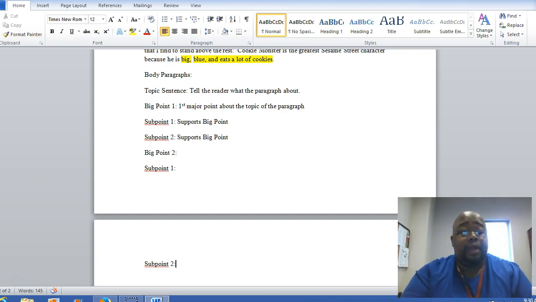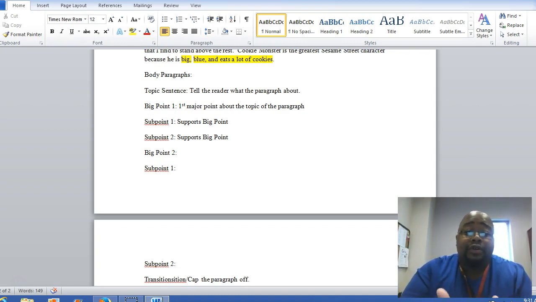All right, so the last thing you're going to have in a body paragraph is a transition statement or cap the paragraph off. Now, if it is your first or second paragraph in the body, because they have paragraphs after them, you'll have a transition statement, which I'll give you an example of in a moment. However, if it's the last paragraph of your body, you don't need a transition statement because you're going to the conclusion of the entire paper.